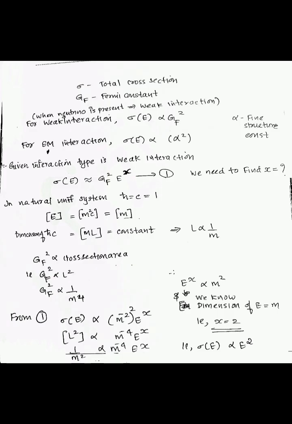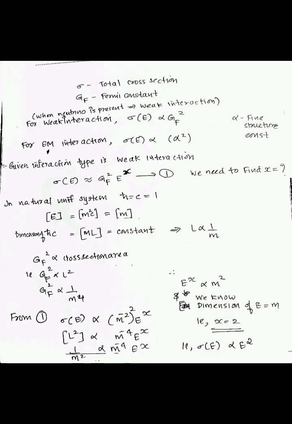So here the total cross section is sigma and Gf is the Fermi constant. When the neutrino is present, then it is a weak interaction. For weak interaction, we know that sigma is proportional to Gf square, and for EM interaction, sigma of E is proportional to alpha square, where alpha is the fine structure constant. Here the given interaction is weak interaction, that is sigma of E is approximately equal to Gf square into E raised to x. So here we need to find the value of x.